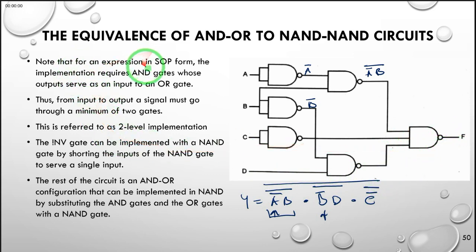So we note that for an expression in SOP form, the implementation requires AND gates whose outputs serve as inputs to OR gates. Thus, from the input to output, a signal must go through a minimum of two gates. This is called a two-level implementation. The inverter can be implemented with a NAND gate by shorting the inputs of the NAND gate to serve as a single input. The rest of the AND-OR configuration can be implemented in NAND gates by substituting the AND gates and OR gate with NAND gates. And I think I have demonstrated that to allow us to represent our equation in the form that we desired, a NAND equivalent circuit.